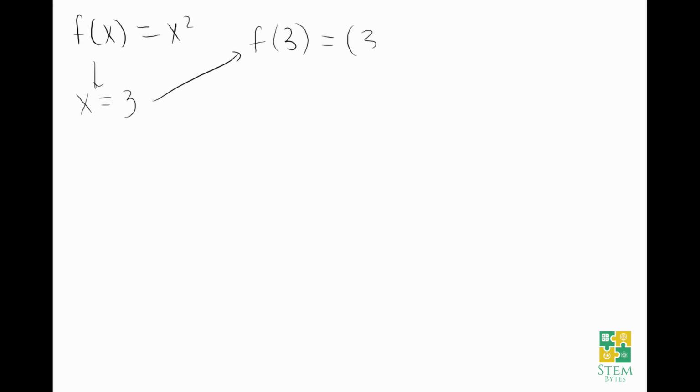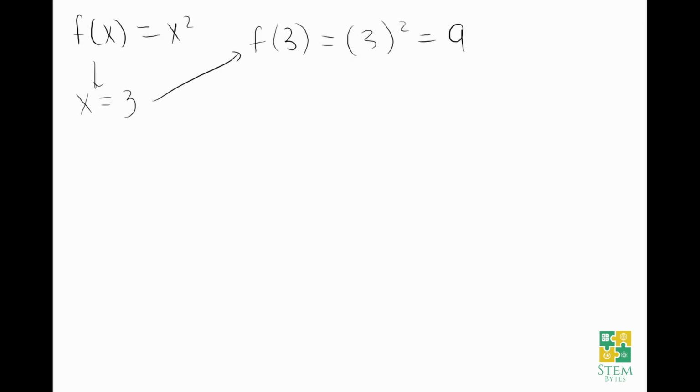For the purpose of this video, we will use a function f of x, which is x squared. If I were to ask you what is the value of f of x when x equals 3, and you know the answer, you would just plug in 3 into f of x, and you would get f of 3 equals 3 squared, which is 9. Pretty simple, right?